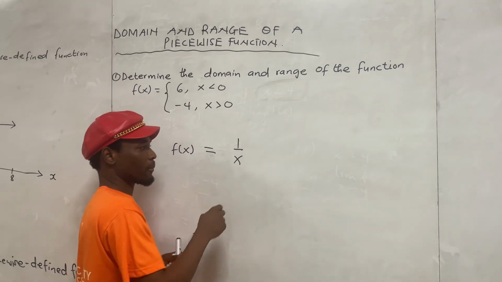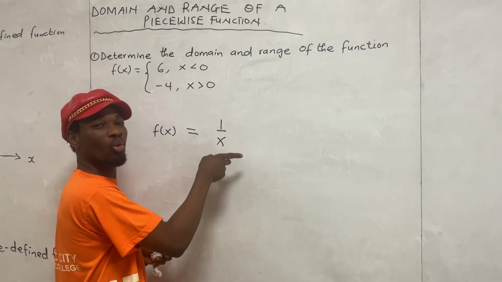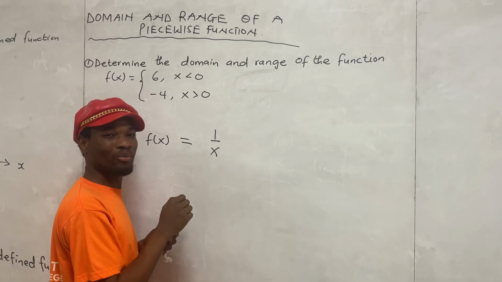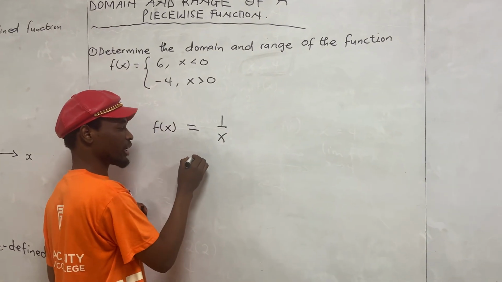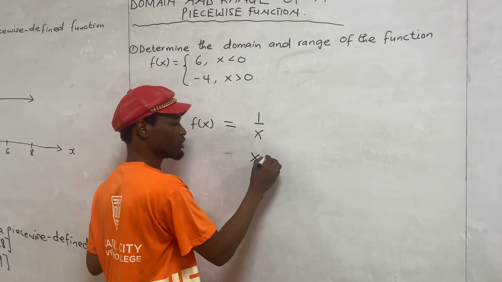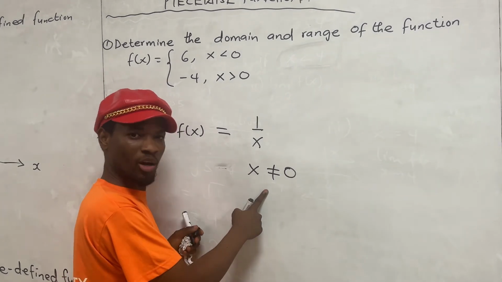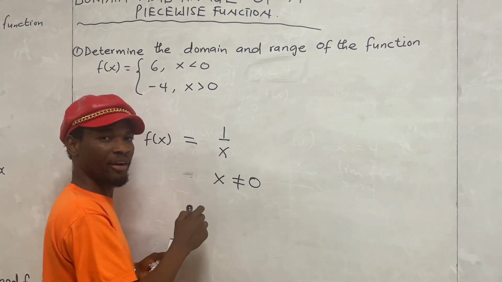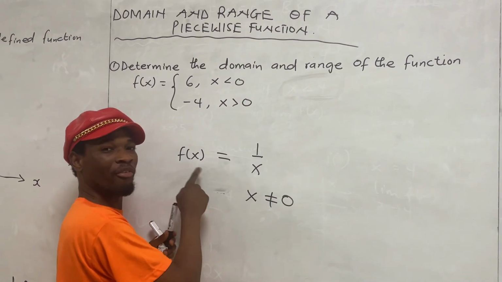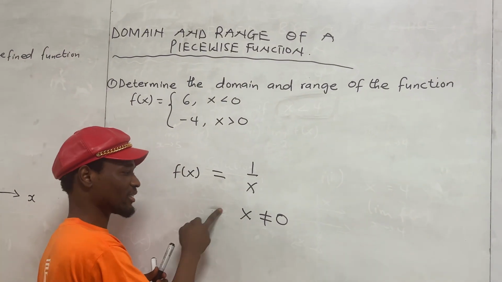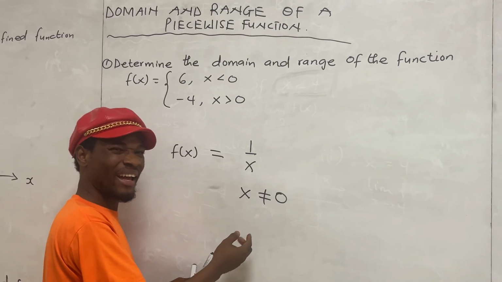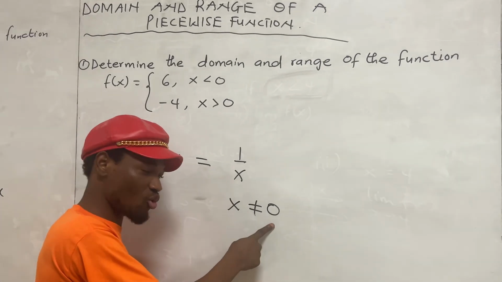So what we'll do is, we don't want the denominator to be equal to 0. If this denominator is equal to 0, what happens to the whole function? It becomes undefined, right? So we know that x shouldn't be equal to 0 in order to make the function defined. Therefore, the domain of this function f of x is such that x belongs to all the set of real numbers except 0.